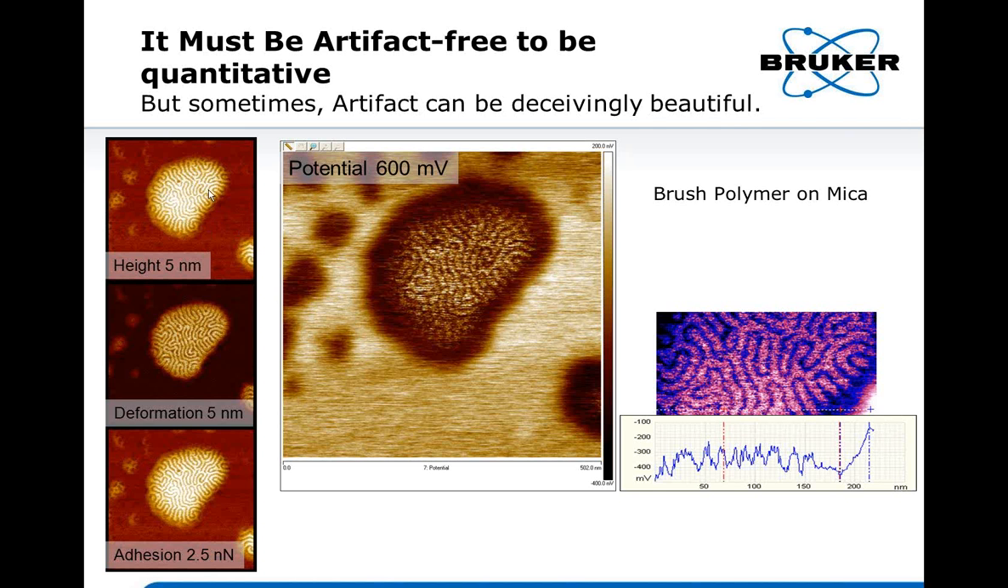It has nice brushes, and here is a height image, and we also see nice images of deformation to tell you the polymer is indeed softer. The chain, by the way, is about 5 nanometers wide, so the resolution is pretty good, and we also see adhesion differences on the chains versus the substrate. So it's pretty good, and if you look at the potential map, you see the chains. Initially, we were quite happy about this. We were actually excited. It's kind of beautiful. It shows high resolution.